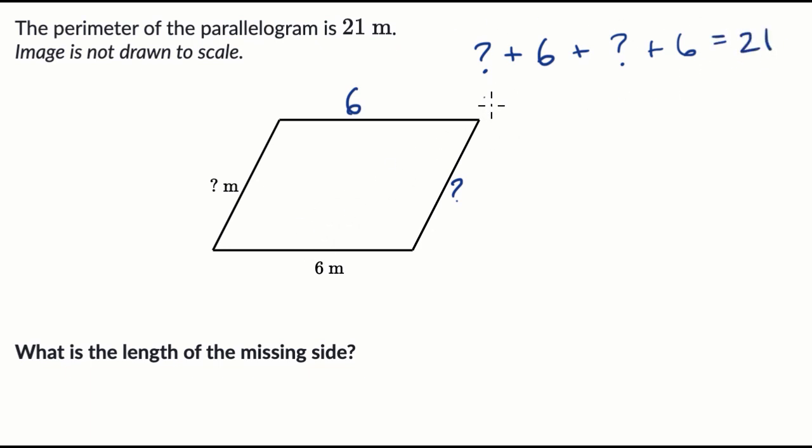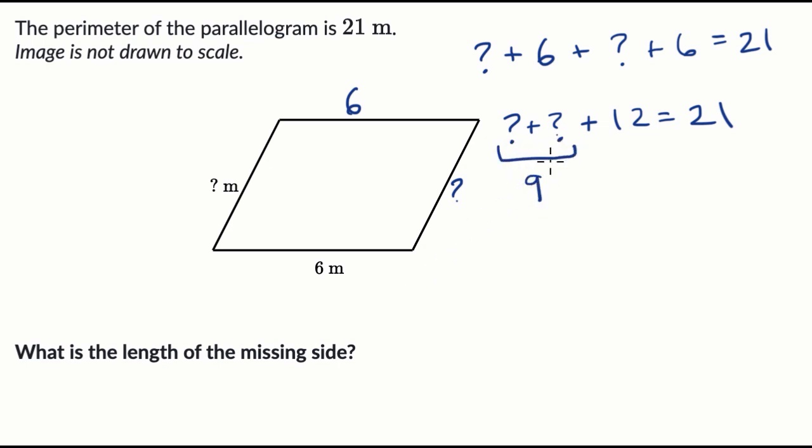Or another way to think about it is, I have question mark plus question mark, plus, if I add these two 6's up, plus 12 is going to be equal to 21. So what plus 12 is going to be equal to 21? Well, if we have 9 plus 12, that equals 21. So what we know, did I do that right? 9 plus 12 is going to be equal to 21. So we know that this part over here must be equal to 9.